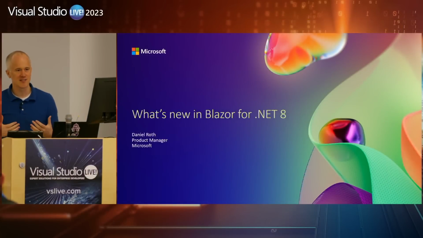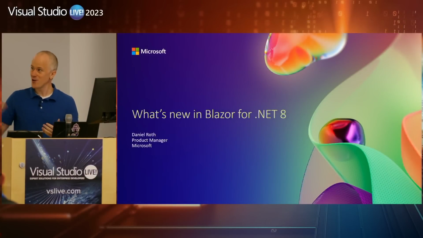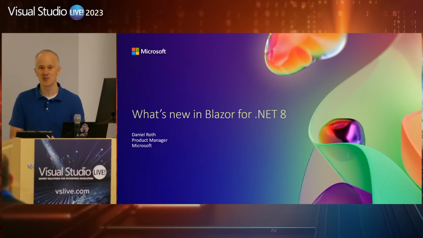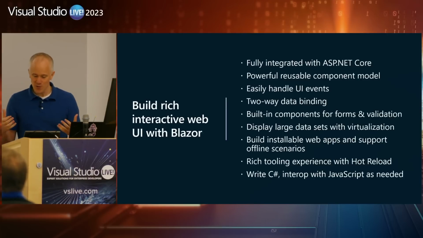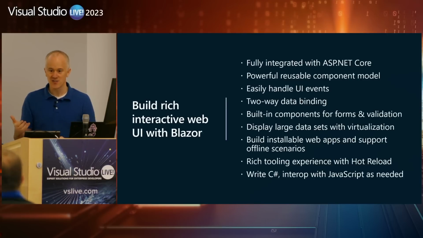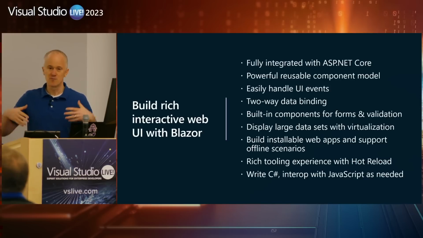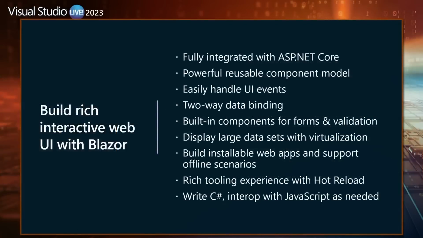I'm Daniel Roth. I'm the product manager on the ASP.NET team for Blazor. And today we're going to talk about all of the new features and capabilities that are coming in Blazor in .NET 8. Blazor is a powerful web UI framework based on .NET. With Blazor, you can build beautiful and richly interactive web experiences using .NET and C#, no JavaScript required. Combined with an ASP.NET Core backend, Blazor and ASP.NET Core enable full stack web development with .NET.